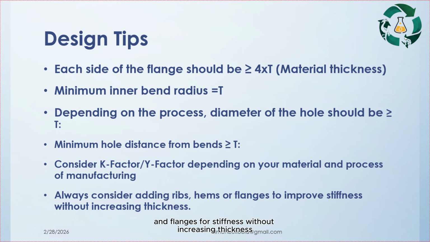Add ribs, hems, and flanges for stiffness without increasing thickness. Always test the K factor with your material and process for best accuracy. So that's the essentials. Mastering this means your SolidWorks sheet metal parts will unfold correctly and be ready for manufacturing.